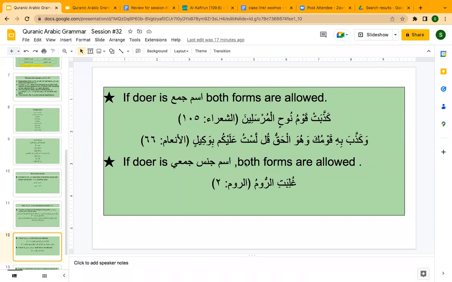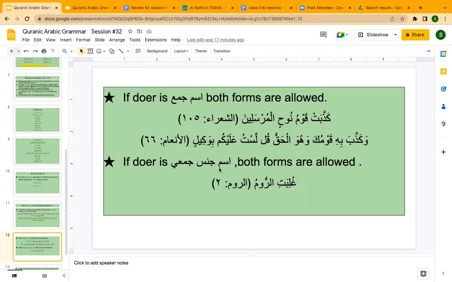What do you think about ism jins jam'i? Where did you learn them? Is it a type of plural or what? It's a number. When we were learning numbers, you learned them there. It's one of the kinds of plural. It's a plural that is made by removing a ya or tamarbuta from a singular word.